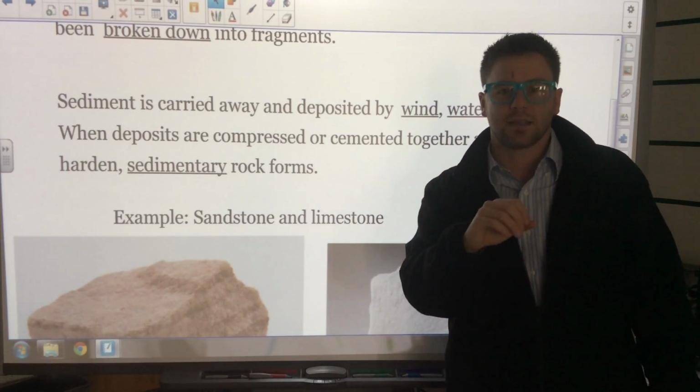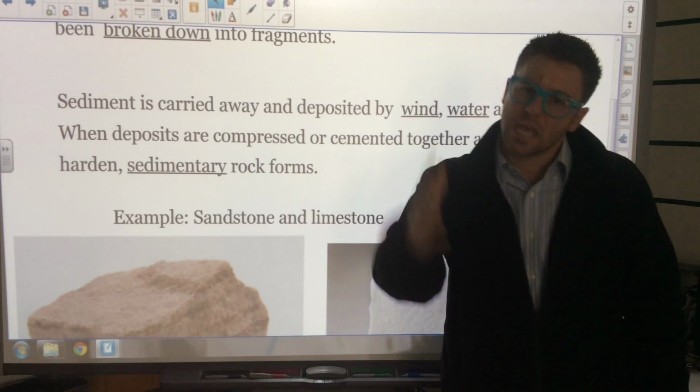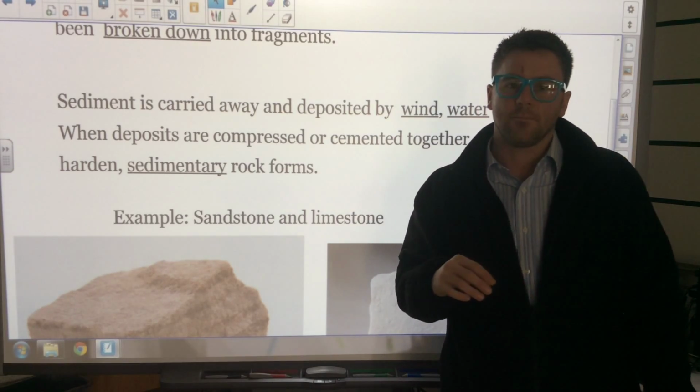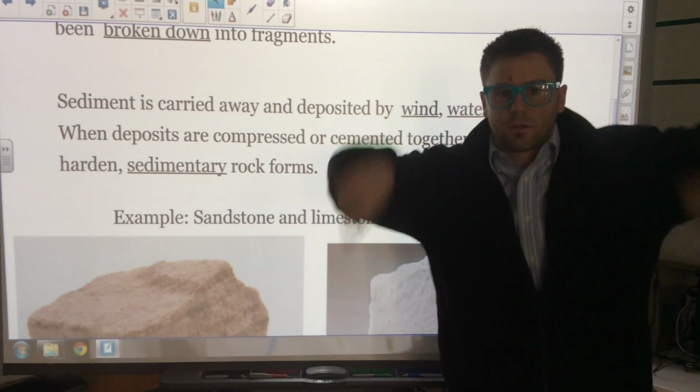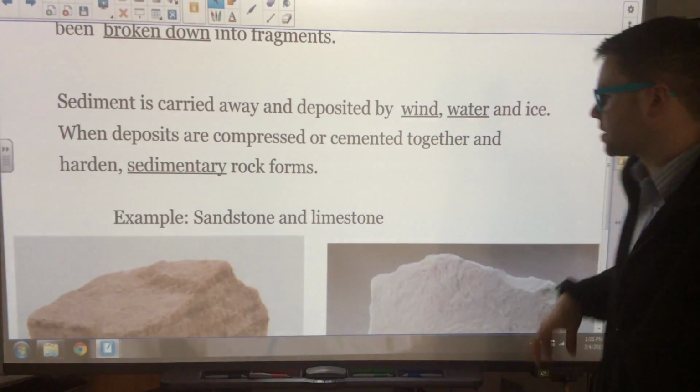Right? We've got hot spots. Igneous rock's going to form at hot spots, but typically metamorphic and igneous rock is going to be around the plate boundaries, the edges of our boundaries.